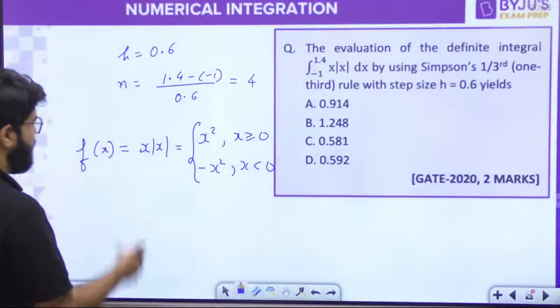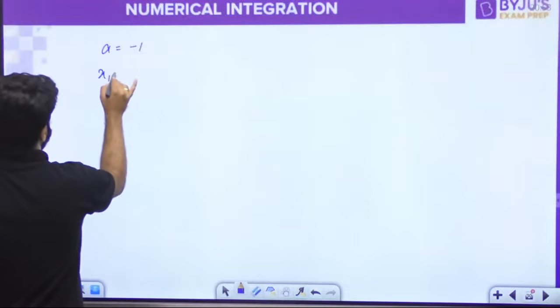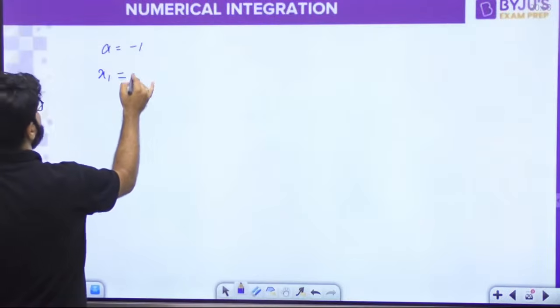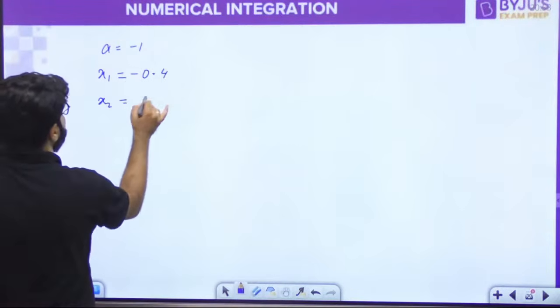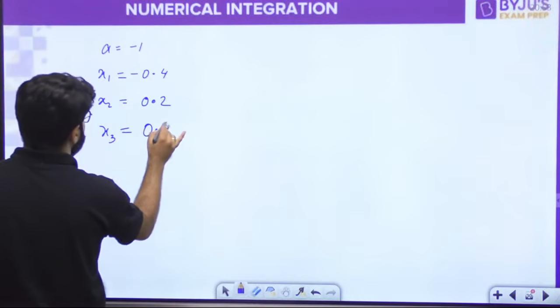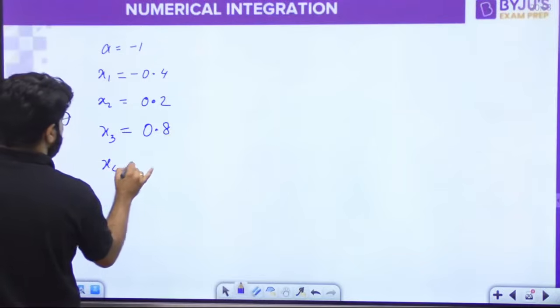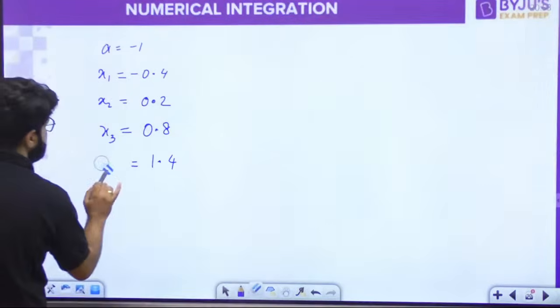So what is the value of a? It is just calculations. A का वैल्यू स्टार्ट करेंगे. A is -1. Then what is the step size? 0.6. -1 plus 0.6 is -0.4. x2 plus 0.6 तो 0.2, x3 plus 0.6 तो 0.8, x4 again plus 0.6 तो 1.4. 1.4 is the last value, so this is known as b.